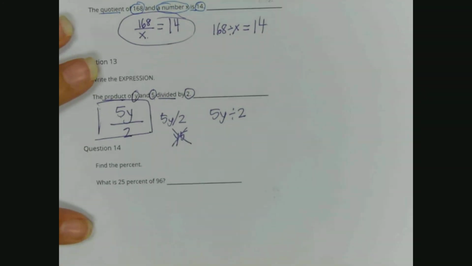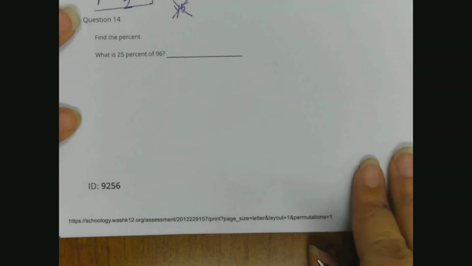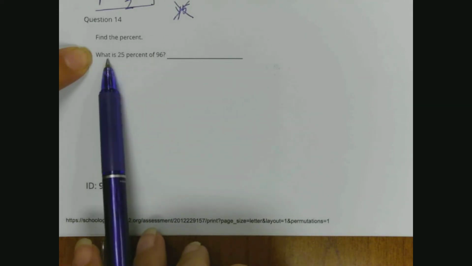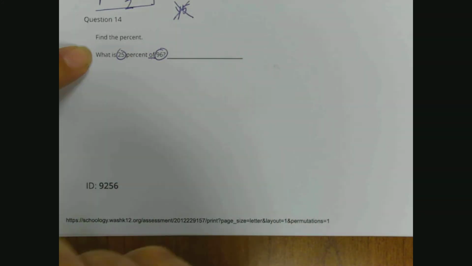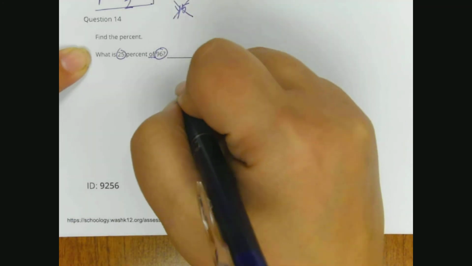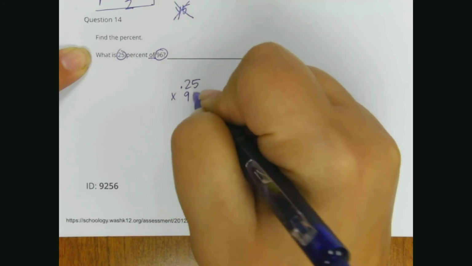Okay, question number 14 is find the percent. What is 25% of 96? So, 25, 96, of is my operation word. Remember in class we talked about how if there's no extra words in between the numbers, you can just multiply. If there is, then you're going to have to do it some other way. So on this one, we can just multiply. 25% written as a decimal is 0.25 multiplied by 96.